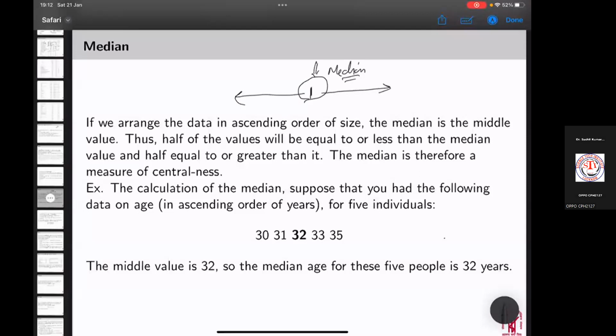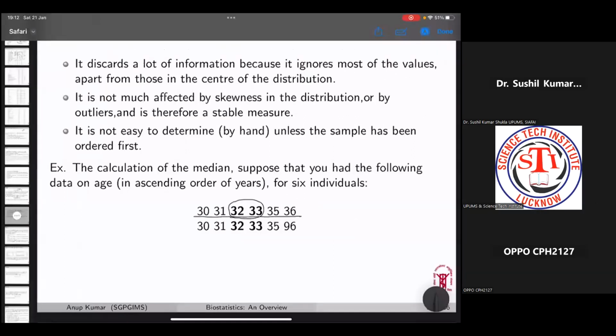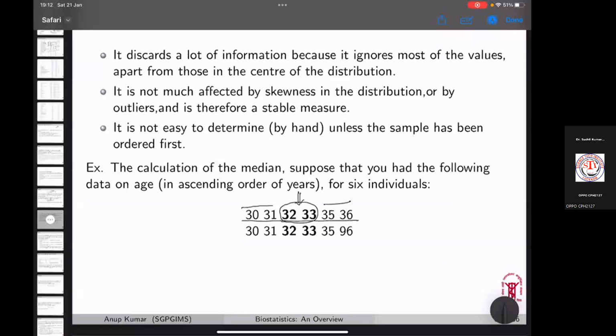You can see the example written over here: if your data have 5 individuals, 30, 31, 32, 33, 35, arrange them and you can say that 32 is your median. Now, if your data has 6 values instead of 5, you have to take the 2 middle values because you cannot take one value, and you take the mean of these two. So 32.5 is the median of this data.